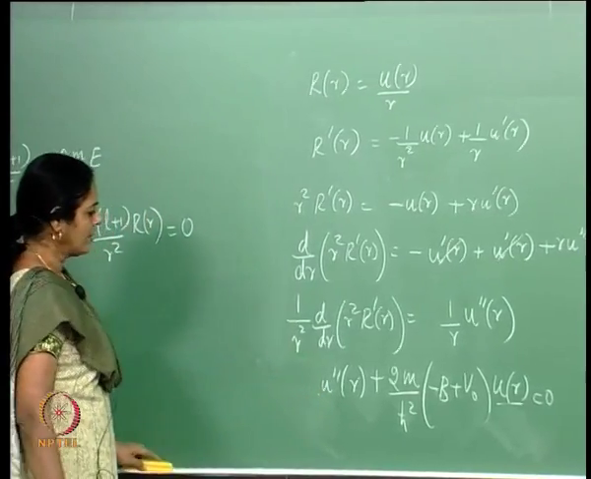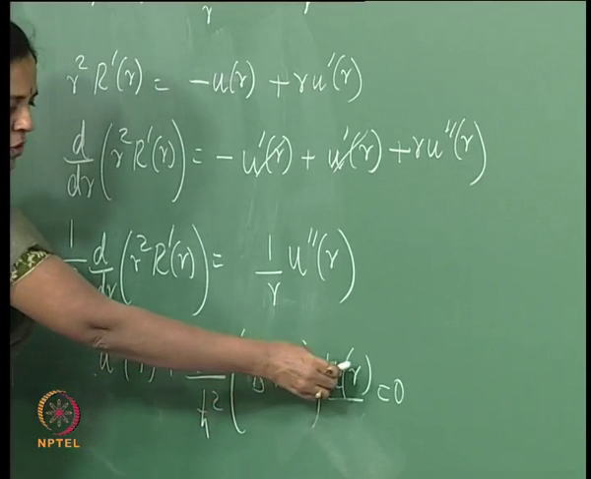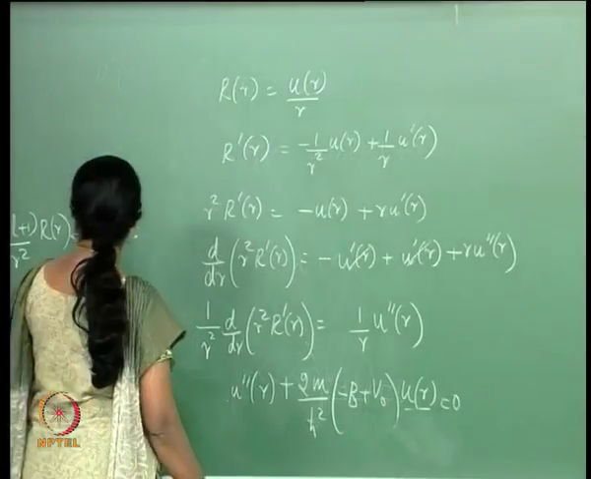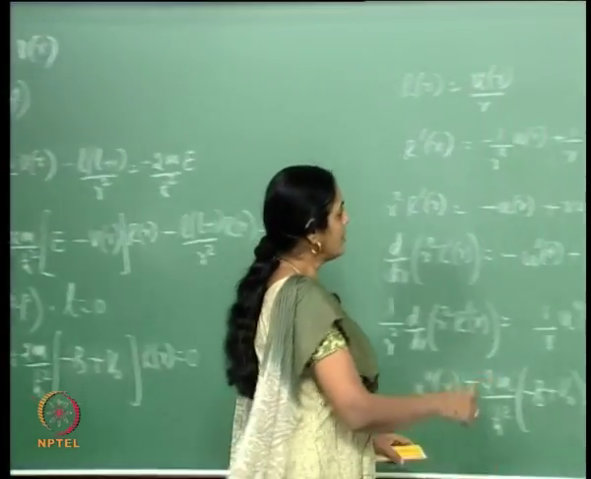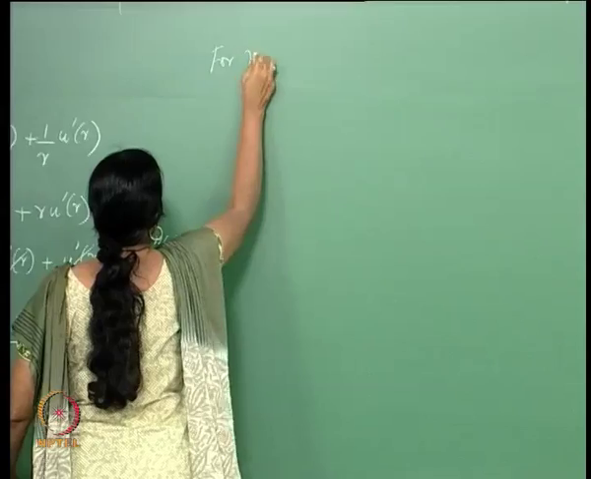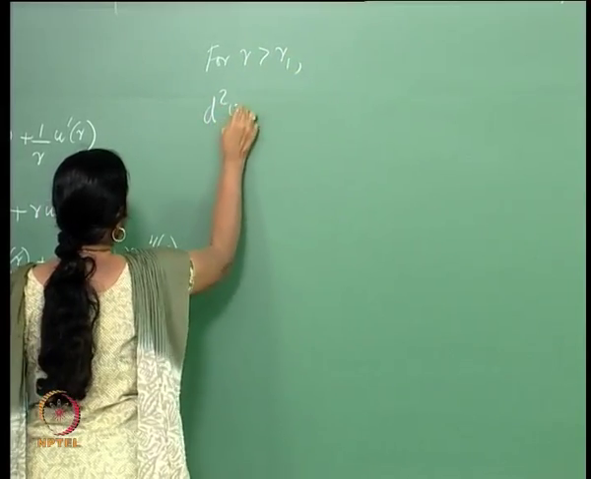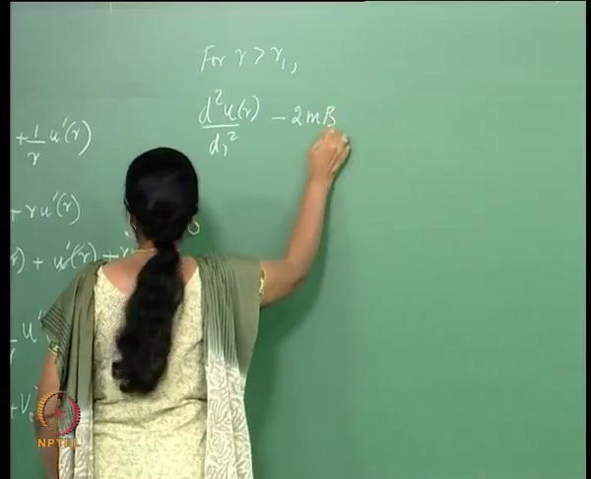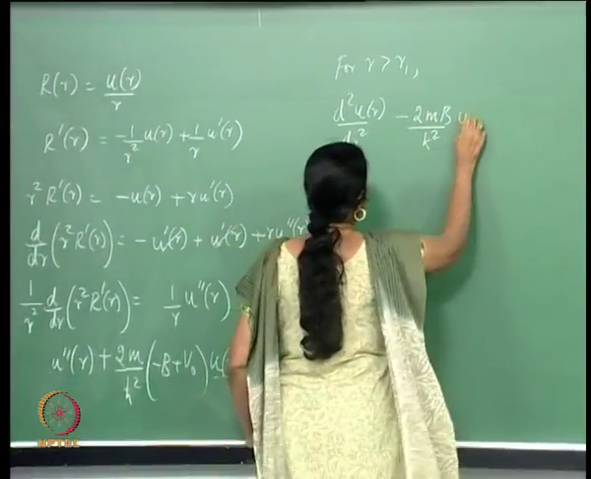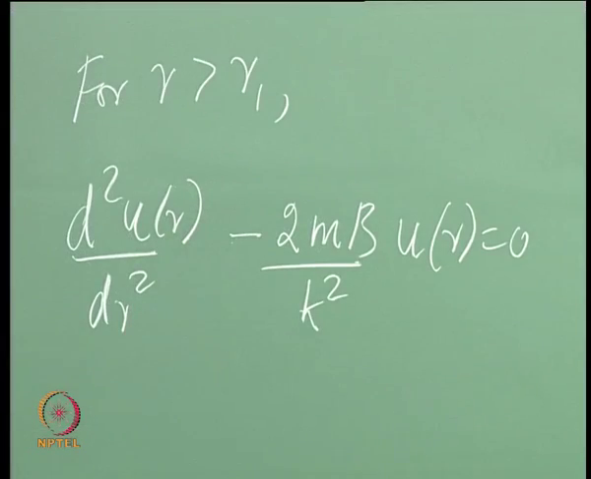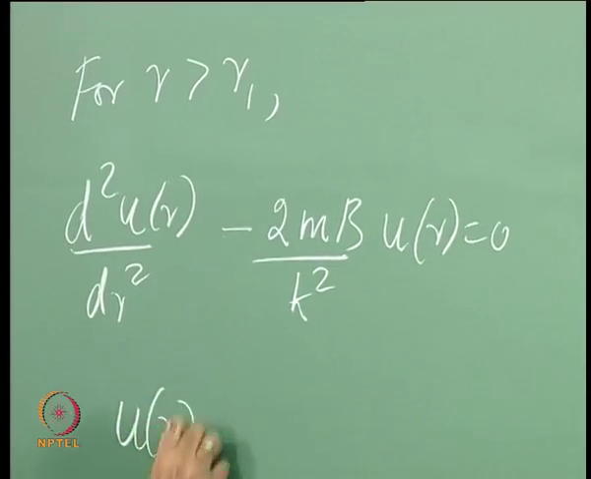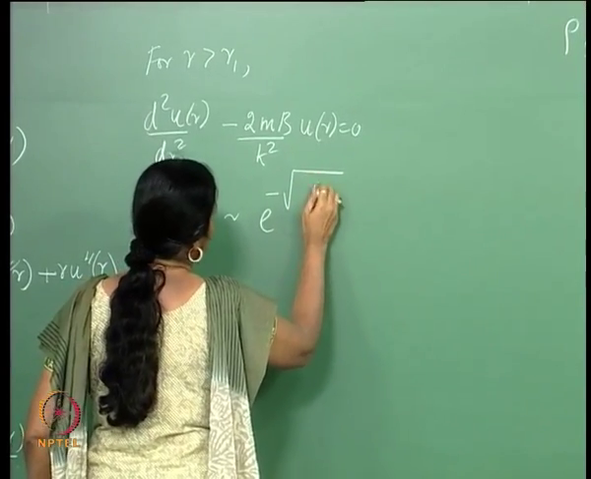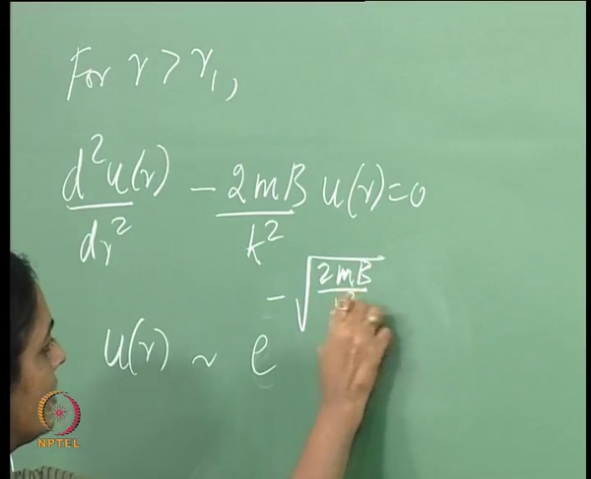And therefore, I have a simple equation like this. I have u double prime of r plus 2m by h cross squared minus b plus v naught u of r equals 0. So, in the region r greater than r1, let me just write it here. For r greater than r1, my equation is d2u by dr squared minus 2mb by h cross squared u of r equals 0. So, the solution is simple. U of r is e to the minus root of 2mb by h cross squared r.